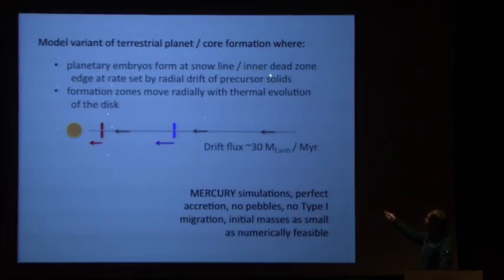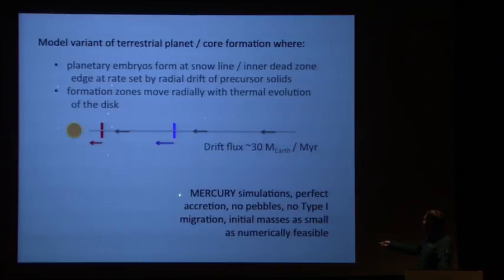And of course, this snow line, this inner edge of the dead zone, it's not an absolutely fixed location in the disk. It's fixed on short time scales, but on long time scales it will move around as the temperature in the disk evolves. Generally, those locations, those trapping locations, will move inwards as the disk becomes cooler. So we've done some very simple calculations of this.